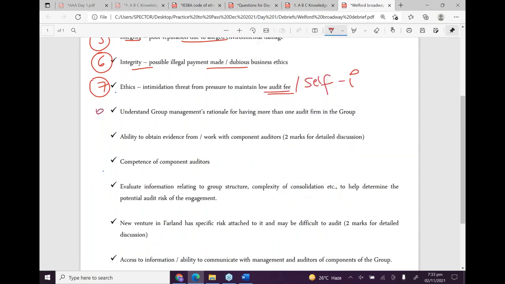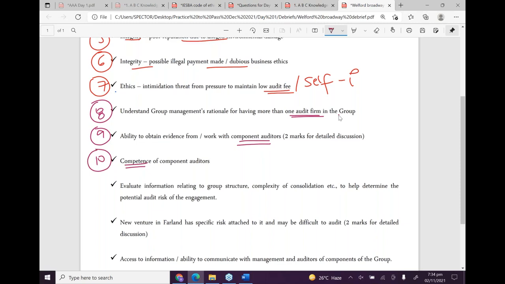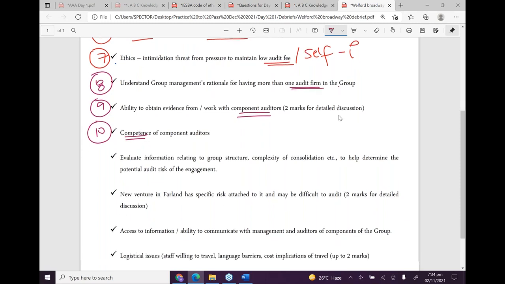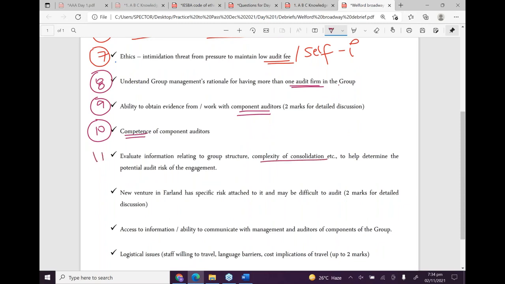You need to understand why they have more than one audit firm for different components. You need to be able to evaluate the work of the competent auditor. You'll have to evaluate the competence. This will all take time. Remember, this is a complex, risky client because it's a group structure with lots of consolidation. So this is risk. All of this will lead to risk. This will have an impact on fee.